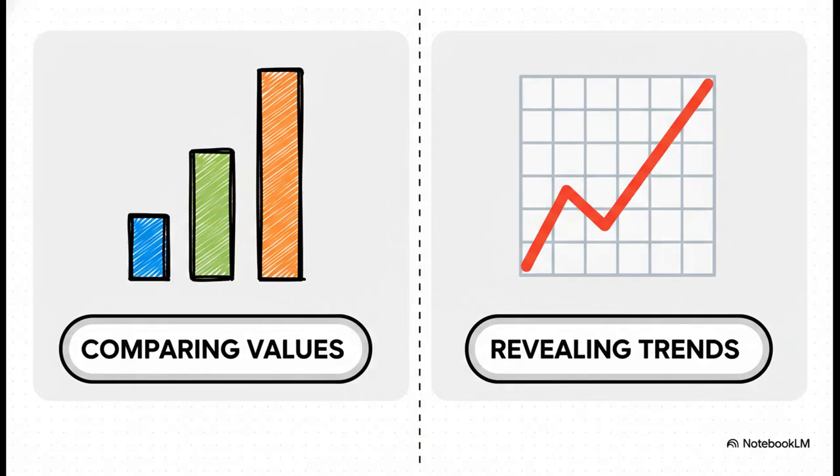But here's the thing. You can't just toss your data into any old chart. They're not all the same. As you can see here, they're built for totally different jobs. A bar chart is fantastic for comparing different groups, like sales by region. But a line chart, that's all about showing you trends and changes over time. Different tools for different stories.